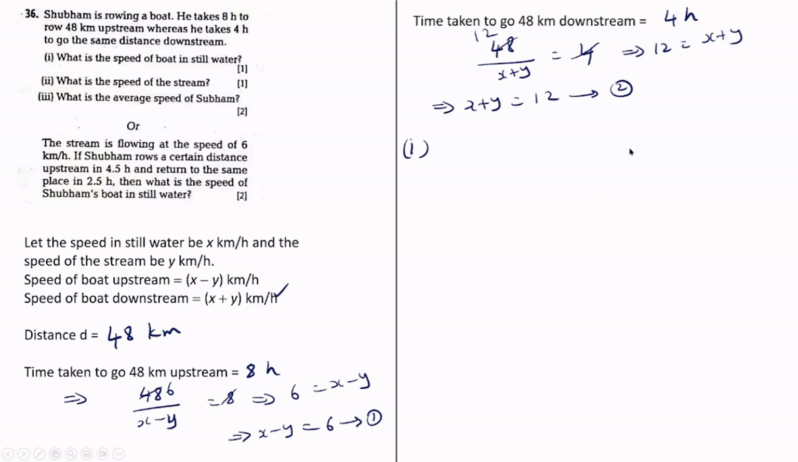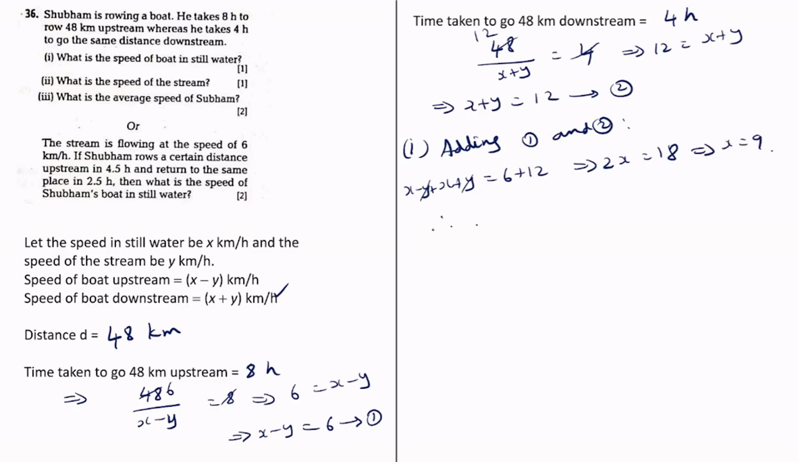If we add these two equations, adding 1 and 2, we will get x minus y plus x plus y equal to 6 plus 12. So minus y plus y will go, we will get 2x is equal to 18 or x is equal to 9. Therefore, x is equal to 9 km per hour. That is the speed of the boat in still water. This is equal to 9 km per hour.